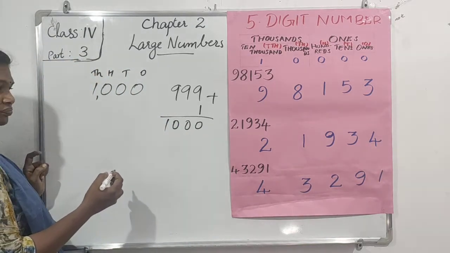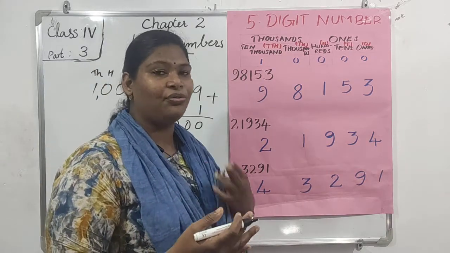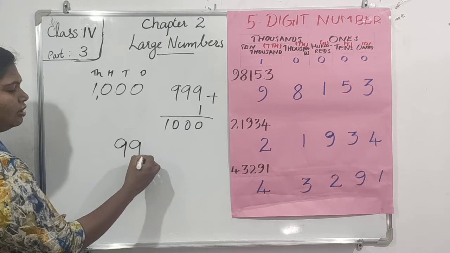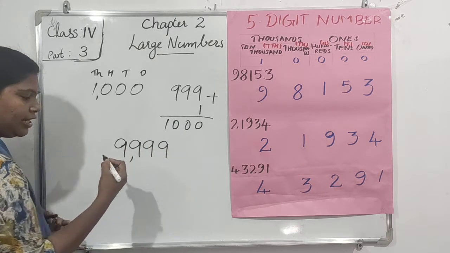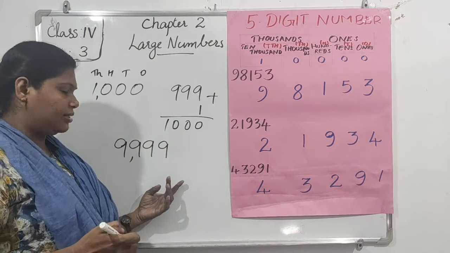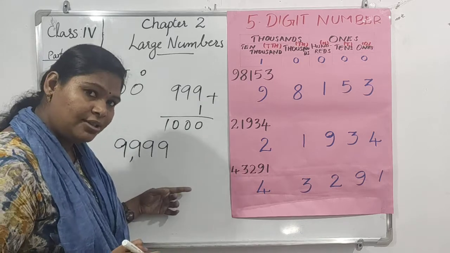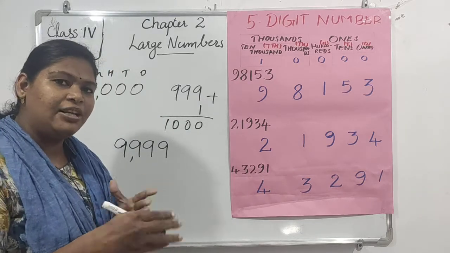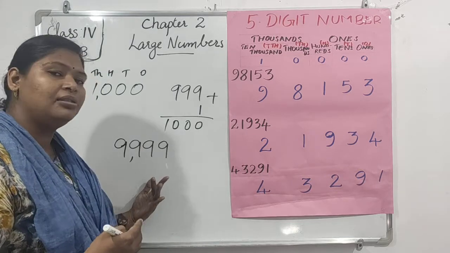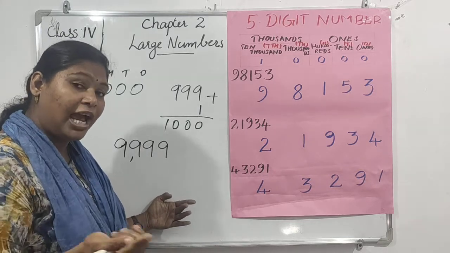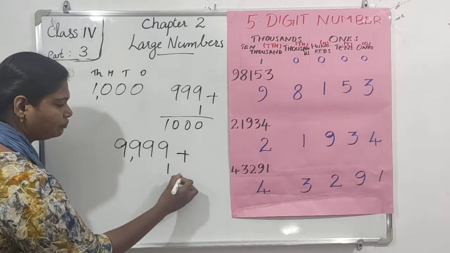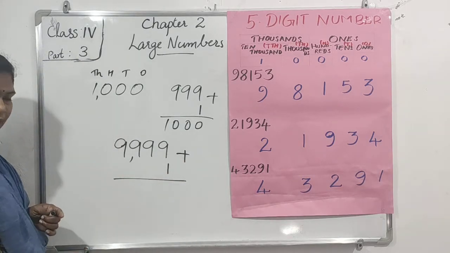And what is the largest 4-digit number? The largest 4-digit number is 9999. We already learned it in the previous year. When we succeed this 4-digit number, which means add 1 to this number, what will be the answer?